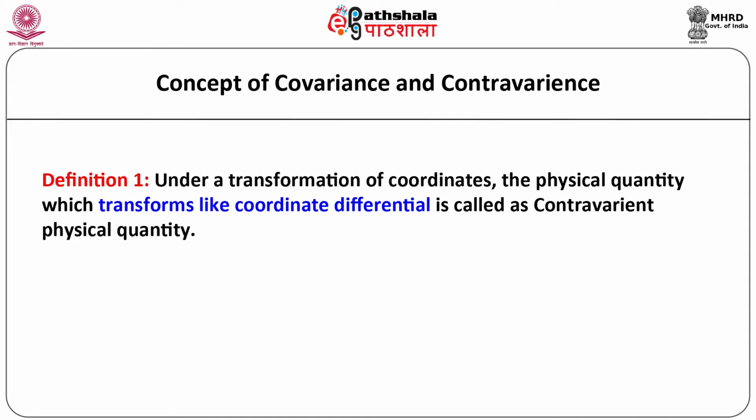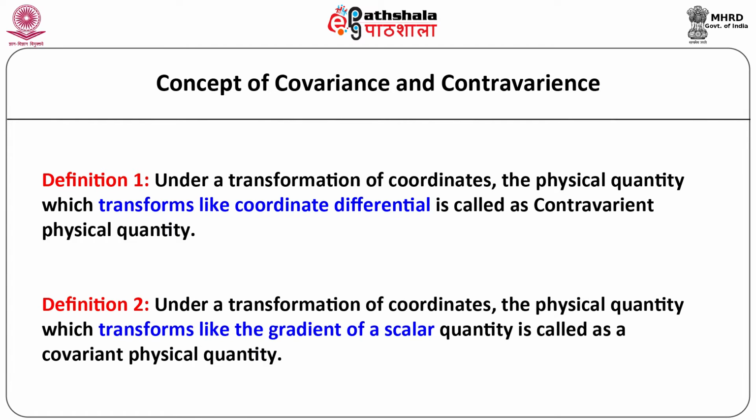Several ways exist to describe contravariant and covariant physical quantities. Mathematical analogies also may help in understanding the terms in an easier manner. For example, note the following definitions. Definition 1: Under a transformation of coordinates, the physical quantity which transforms like coordinate differential is called a contravariant physical quantity. Definition 2: Under a transformation of coordinates, the physical quantity which transforms like the gradient of a scalar quantity is called a covariant physical quantity.